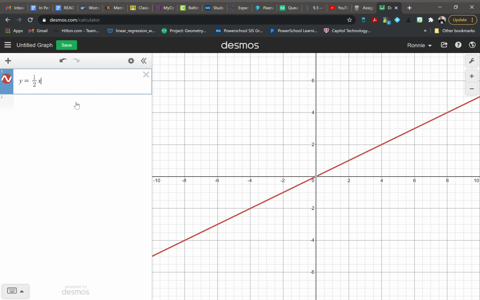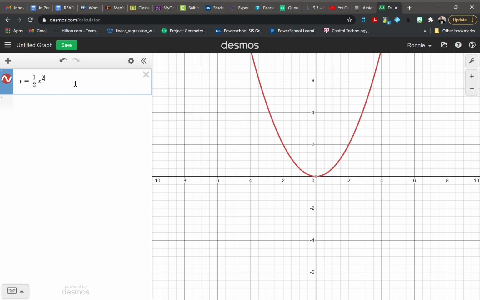So I type in x, but how do I get the x to the second power? Well, I use that little caret symbol, that little arrow pointing up. That's above the 6 on your keyboard. So shift caret, and you see it's going to make an exponent for me, and I type that as a 2. And that makes a parabola, right? Anything raised to the second power, the graph of it will be a parabola, a whole parabola.